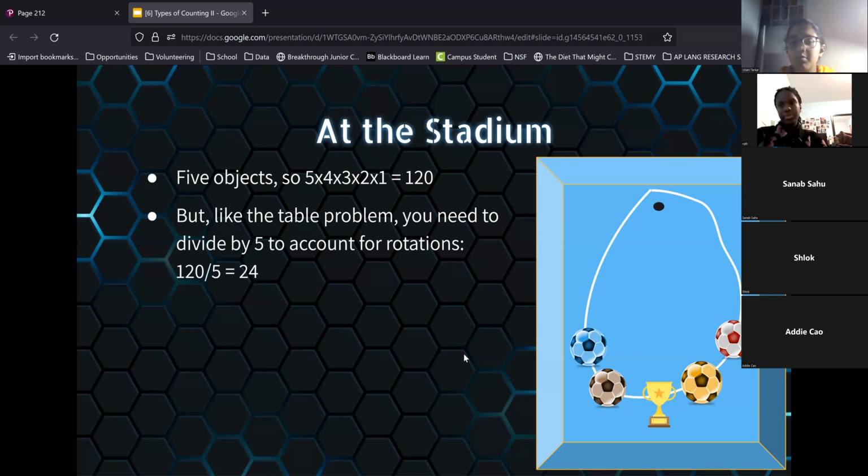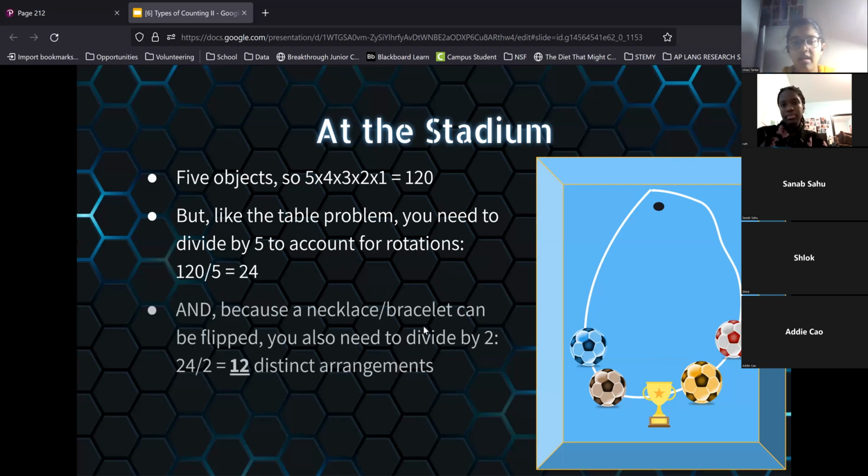So there are 5 objects, so there are 120 ways to arrange 5 objects, but like the table problem, you would need to divide by 5 to account for rotation. So you have 24 ways. And because your necklace can be flipped, you would need to divide by 2. So you would have 12 distinct arrangements.